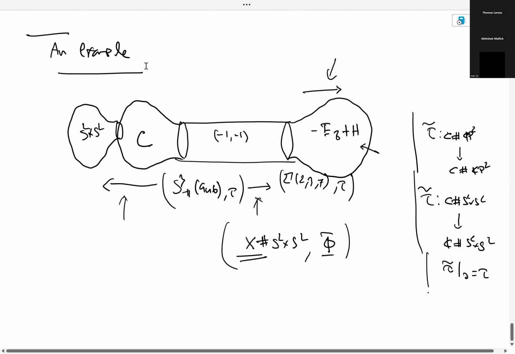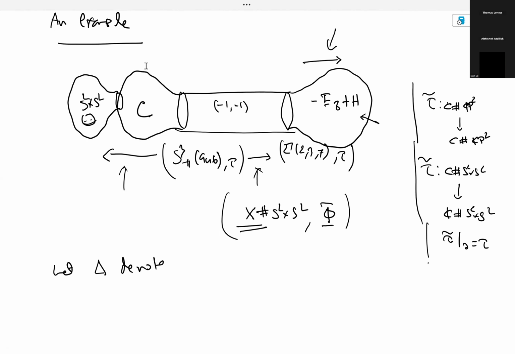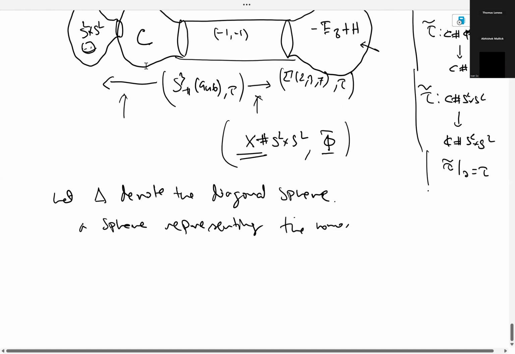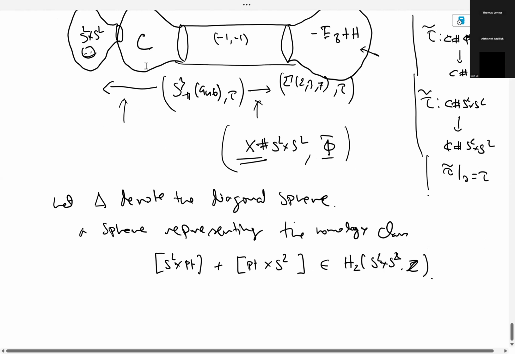Okay, now let's consider a sphere embedded in S2 times S2. What is this sphere? Let delta denote the diagonal sphere. By this I mean a sphere representing the homology class S2 times point plus point times S2 inside the second homology of S2 times S2. So I have an embedded sphere, which I'll call delta.